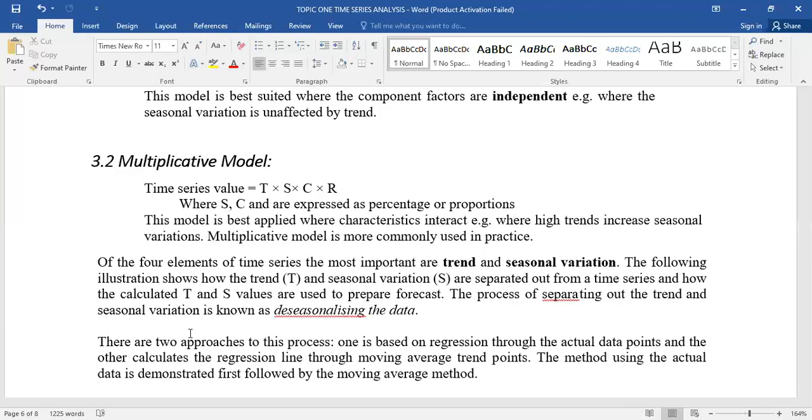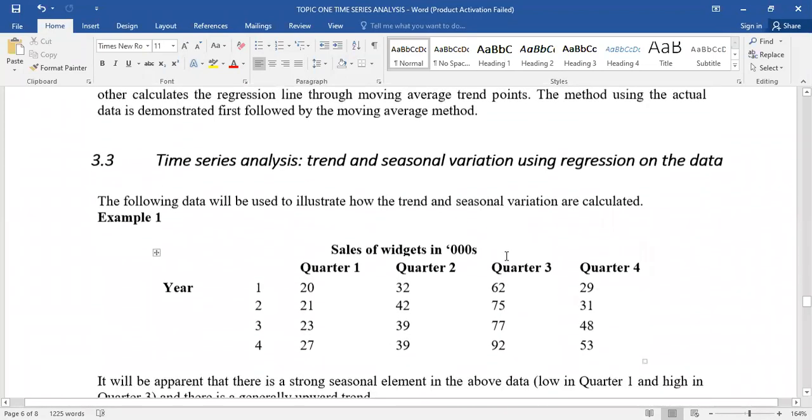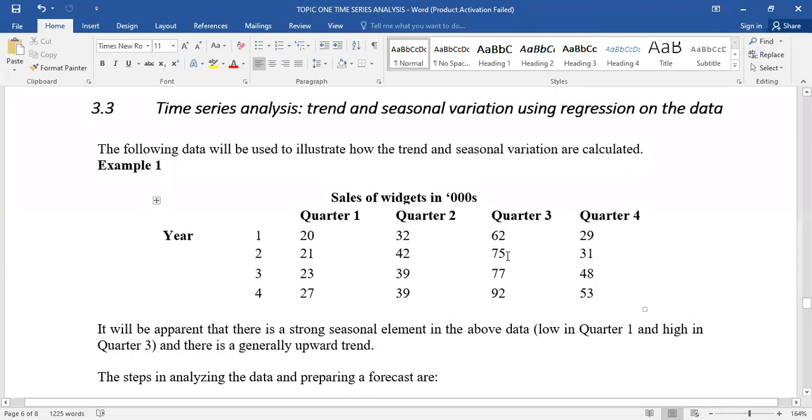One is based on regression. We know regression analysis, and that is our next topic. We also use the actual data, as demonstrated in the moving average method. Now look at this. We have the data here. I want us to look at this data.